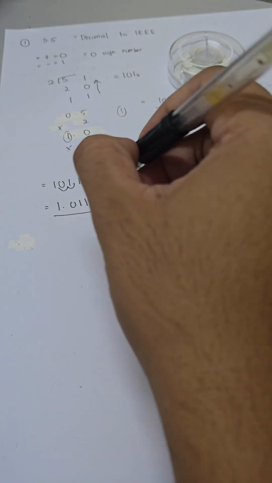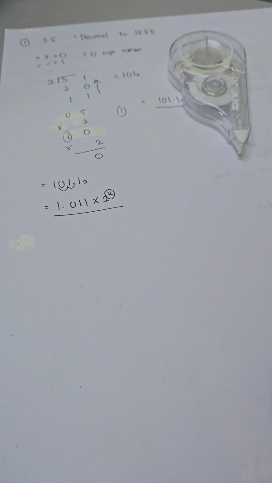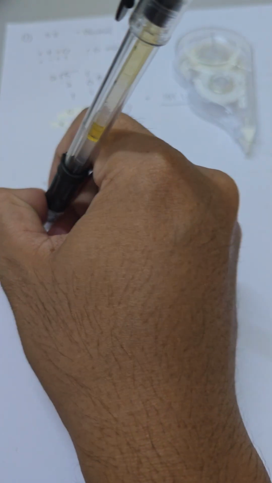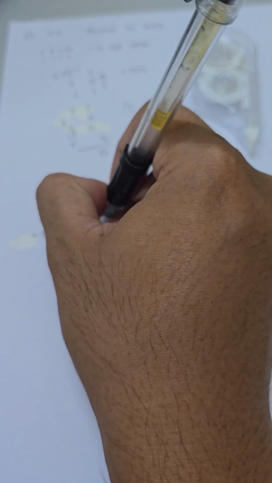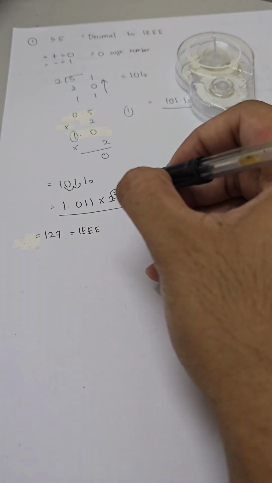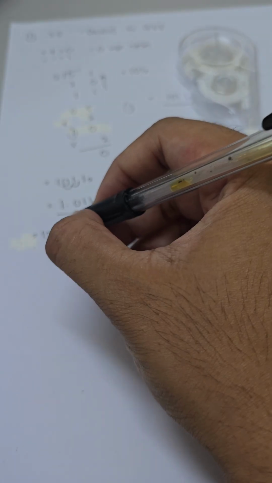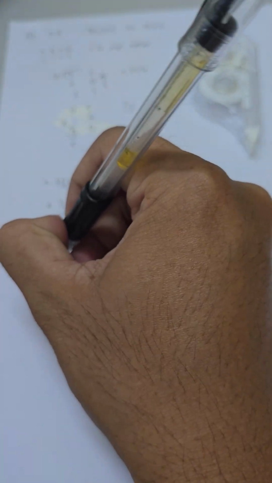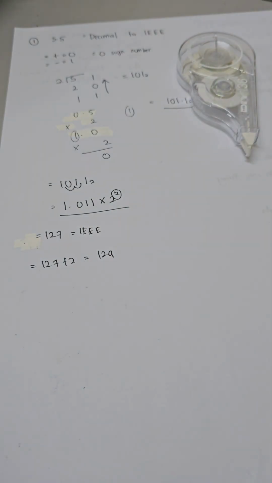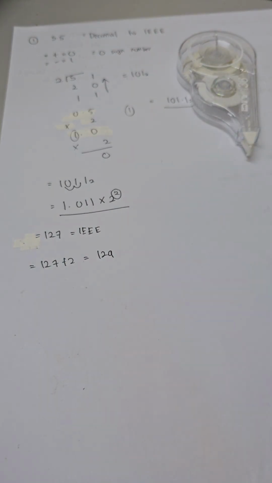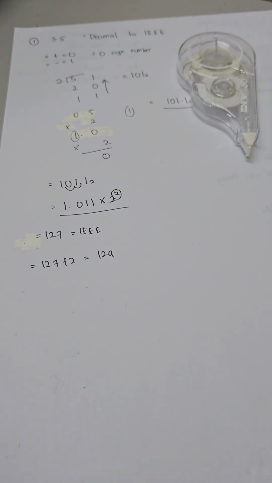For step 4, we must find the exponent. The exponent is 2, right? In IEEE, the bias for the exponent is 127. Then we must add the exponent 2 to this 127, and 127 plus 2 is equal to 129. Okay, so this 129 we must change into a binary number.